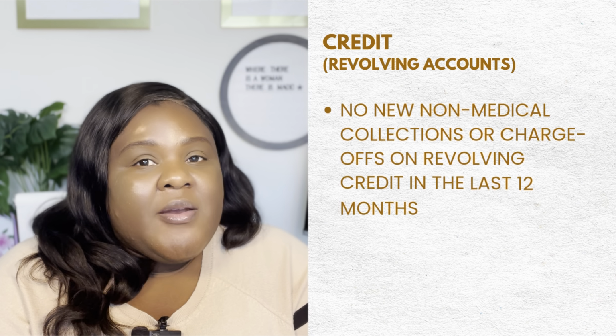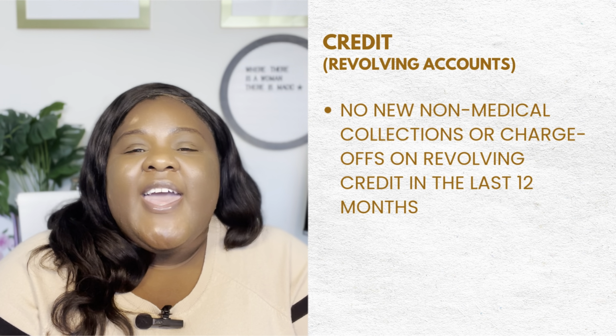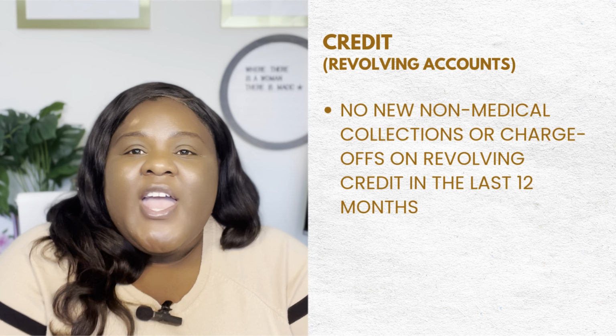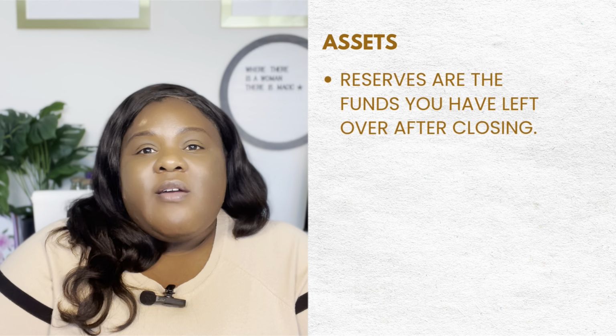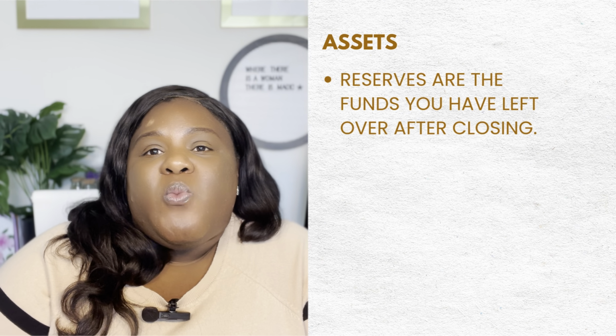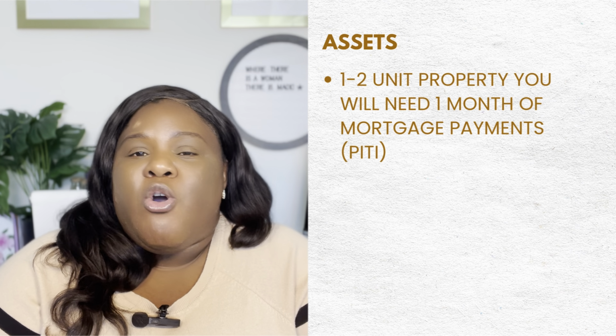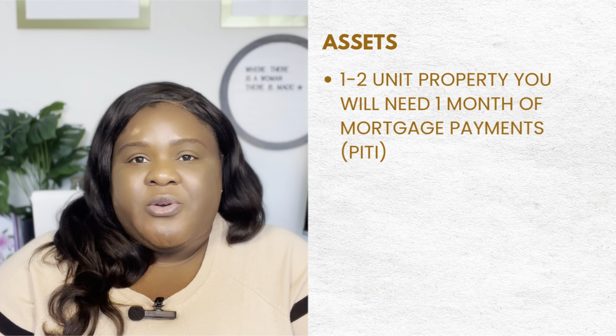No new non-medical collections or charge-offs on revolving credit in the last 12 months. As far as assets, for a manual underwrite, you will need reserves. Reserves are the funds you have left over after closing. For a 1 to 2 unit property, you will need 1 month of mortgage payments, or principal, interest, taxes, insurance.